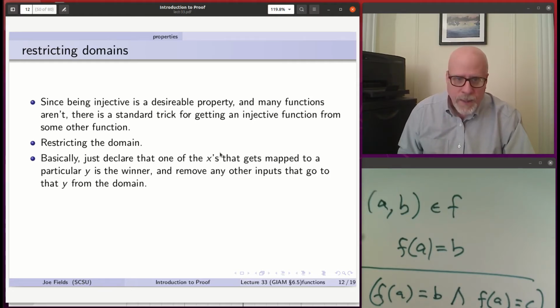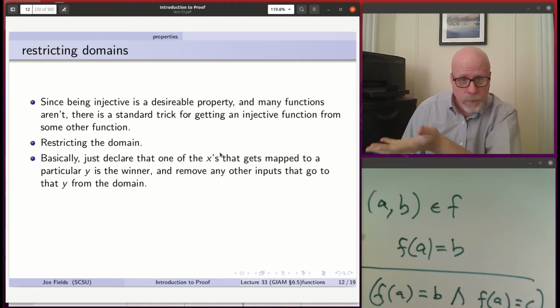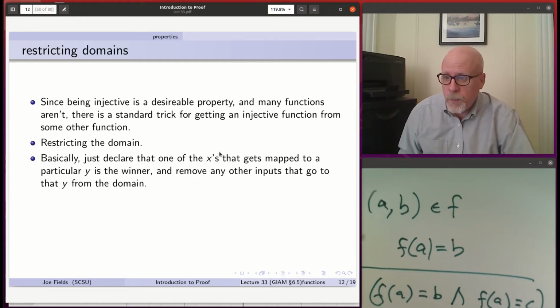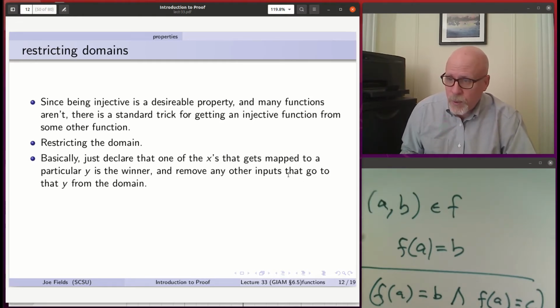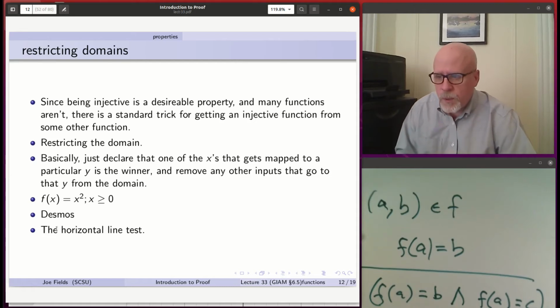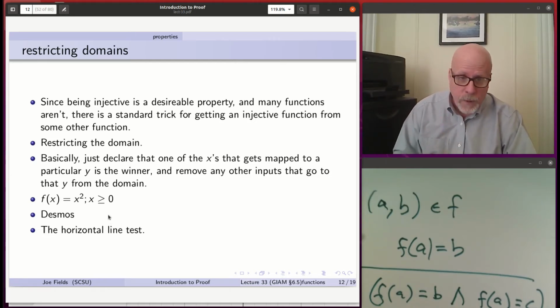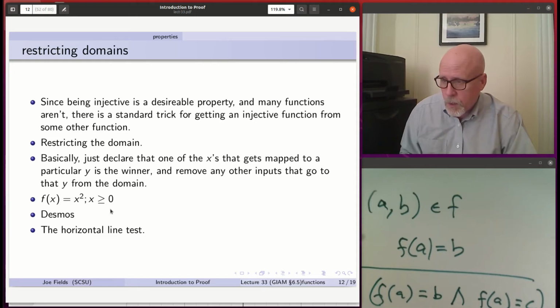You pick one side. In this case, I picked the positive x values. I could get something that was one-to-one if I picked the negative x values. And you say that's the winner and remove any other inputs that go to that y. So make a different domain. I did this all in Desmos, and we saw that after you've restricted the domain, it passes the horizontal line test.